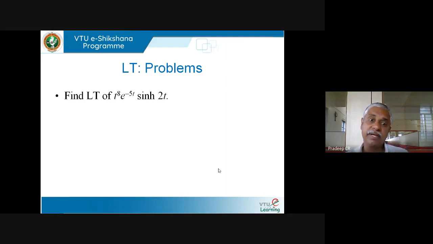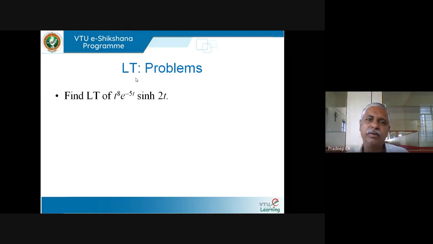So here I'm asking, find Laplace transform of t power 8 e power minus 5t sine hyperbolic 2t. Pretty bad. Here you see I can do several things, but let me start. The first thing which I want to try is this. If I know Laplace of sine h 2t, then I can find Laplace of e power minus 5t into sine h 2t, replacing s by s plus 5. But then for t power 8 into that, I have to differentiate it 8 times. That's a bad one. If the power is reasonably high, it's not worth using that formula.